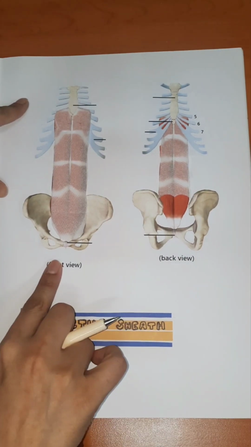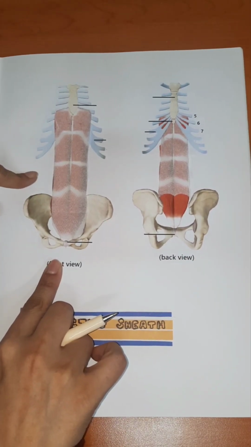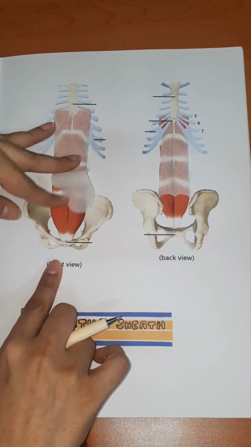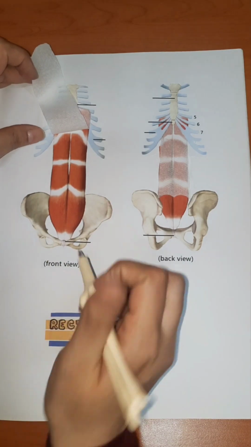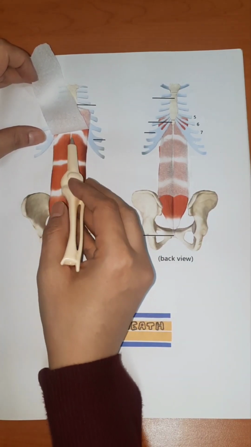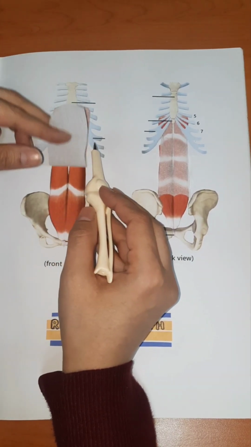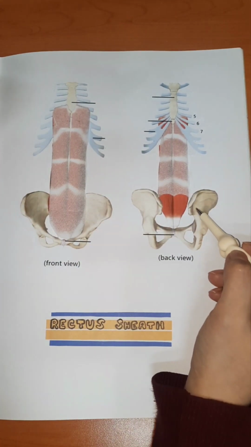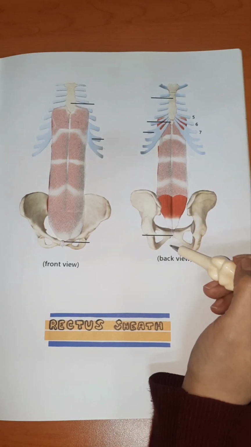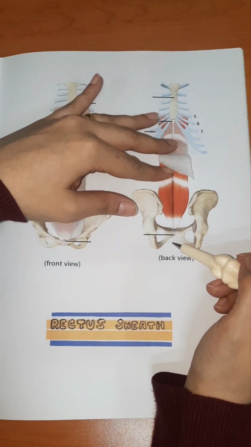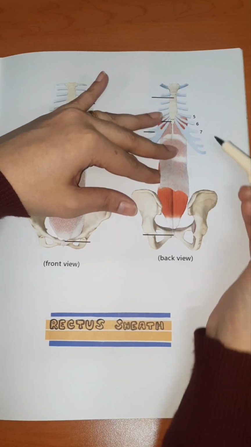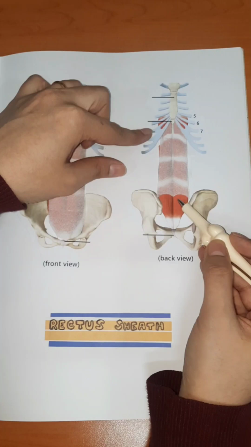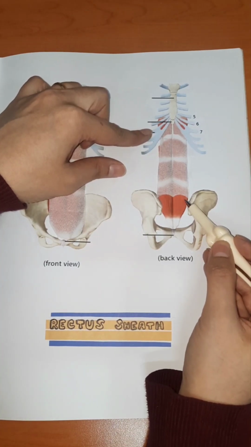So this side shows the anterior view of the rectus abdominis muscle, which is completely covered by this aponeurotic sheath. These are the tendinous intersections of the rectus abdominis muscle, to which the rectus sheath is firmly adherent. On the other hand, this side shows the posterior view or the inner aspect of the rectus abdominis muscle, in which the rectus sheath is not completely enclosing the muscle. It is absent above the costal margin and below this line, which is the arcuate line.